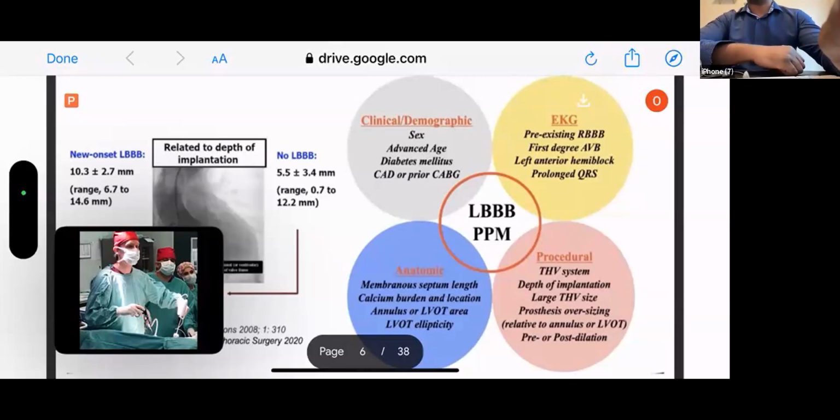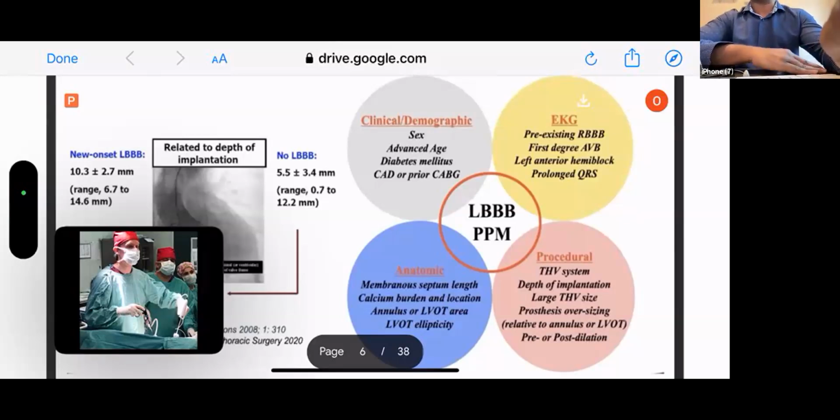Then first degree AV block is also one of the factors we look at, and usually also prolonged QRS, both the absolute number and if the difference after the procedure is more than 20 milliseconds. We already looked at the TAVR implantation depth. We talked about the sizing.